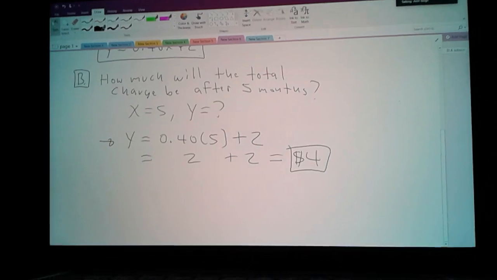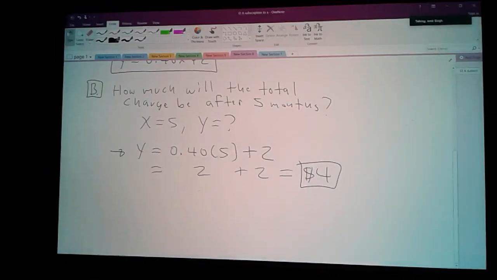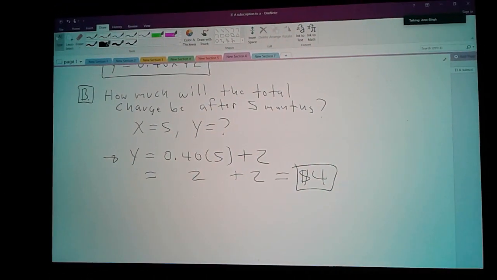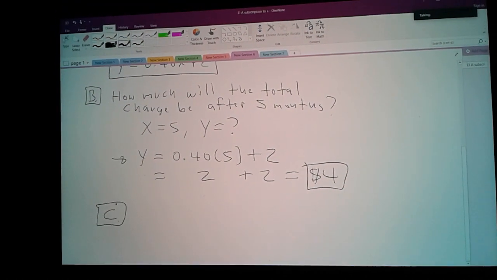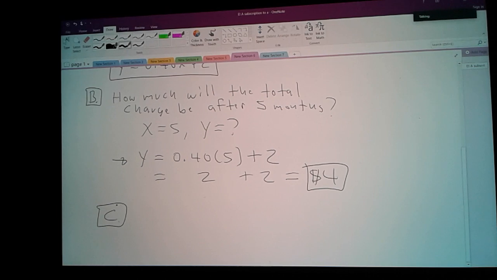I could also have you go backwards. I could tell you the monthly bill was this much money. How many months did the person keep the service for, for instance? So that's another option.